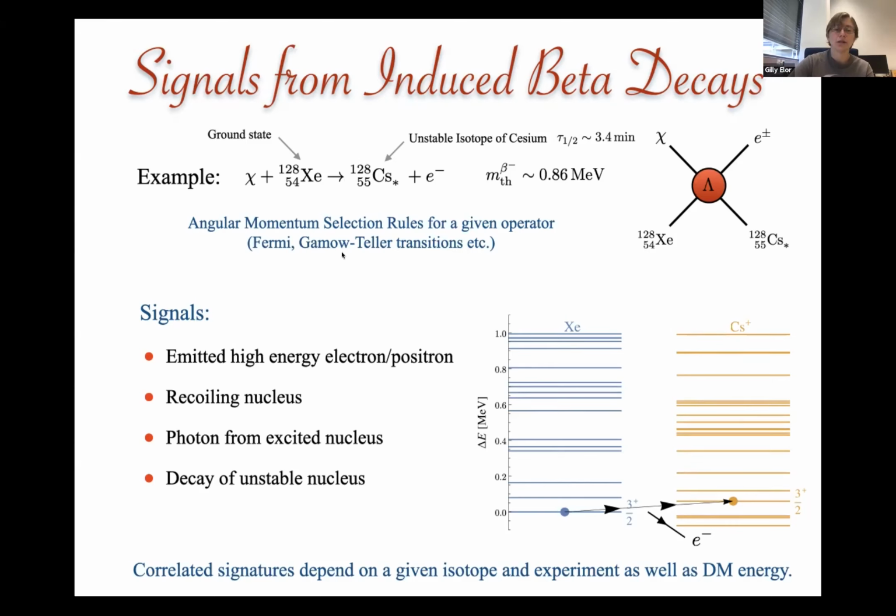You have the recoiling nucleus. You have a photon, right, from the de-excitation of this nucleus. And you have the decay of the unstable nucleus itself, right? The cesium isotope is unstable and it's going to decay with some lifetime, right?